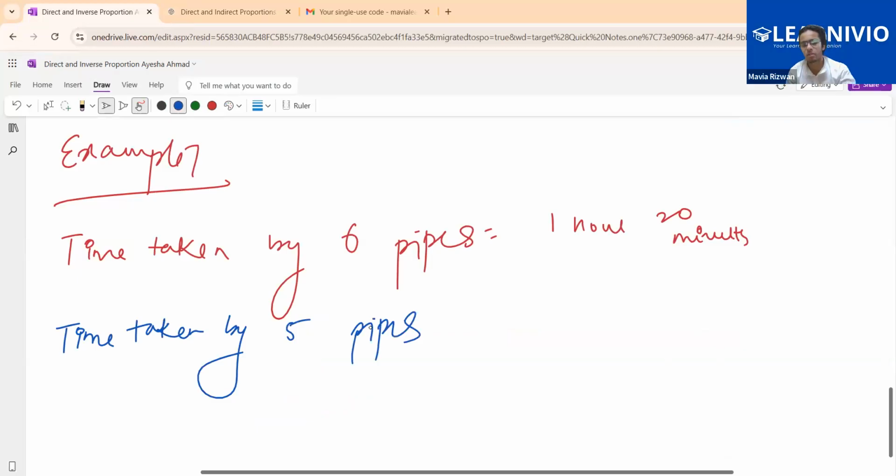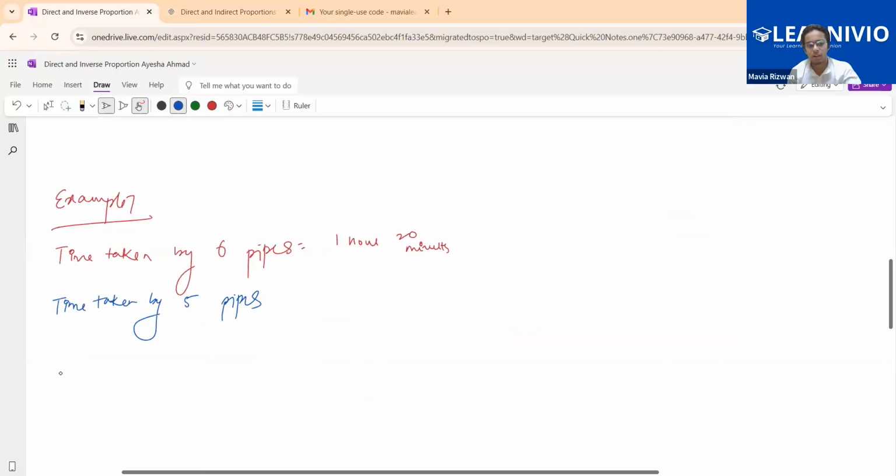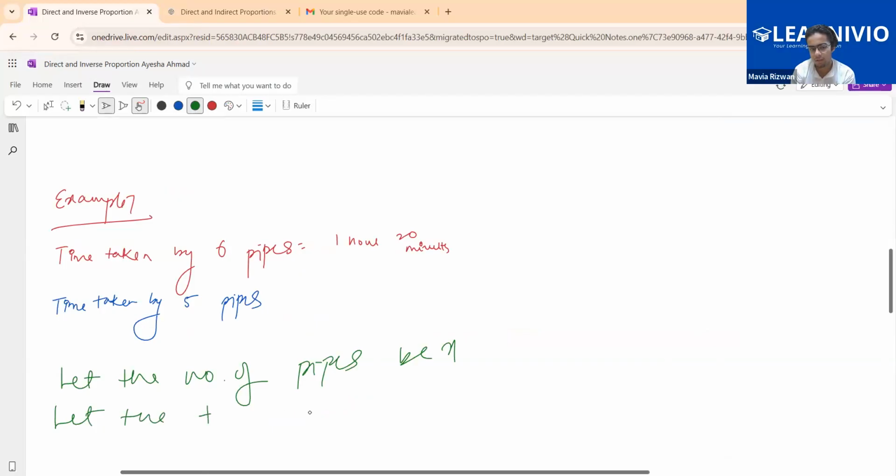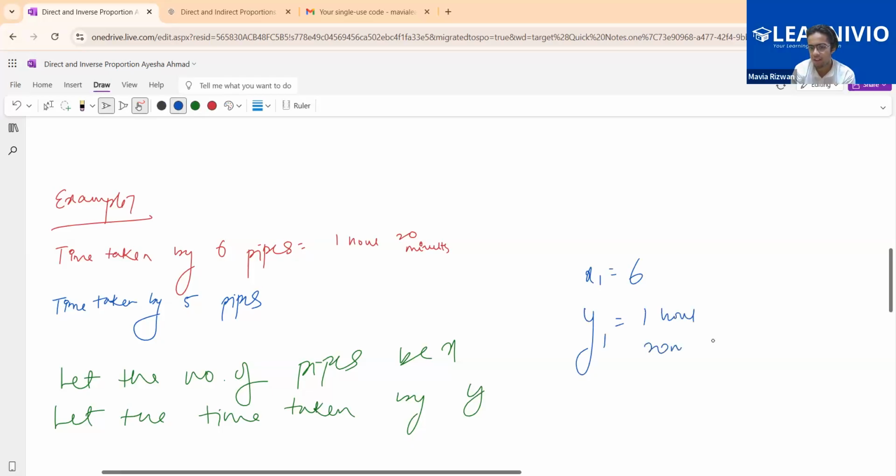See, how do we do that? Let the number of pipes be x, and let the time taken be y. Aisha, I've taken the number of pipes to be x and the time taken to be y. So x1 is therefore 6, right? The first number of pipes is 6. Correspondingly, the time taken y1 should be 1 hour 20 minutes. Sir, if I convert, it will be 96 minutes? Let me check. 1 hour 20 minutes is 80 minutes. X2 is therefore 5. So we have to find y2.